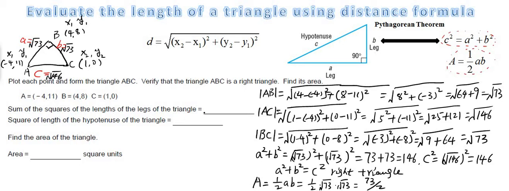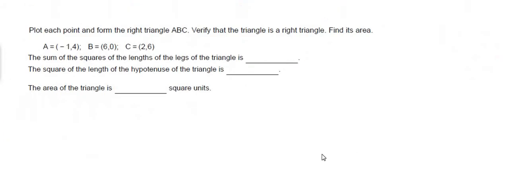Okay, and now we can fill in the answer. The sum of squares of the lengths of the legs of the triangle should be 146. The square of the length of the hypotenuse of the triangle, that is c squared, right? So it's 146. So what is the area? It should be 73 over 2. Now let's take a look at the second example.